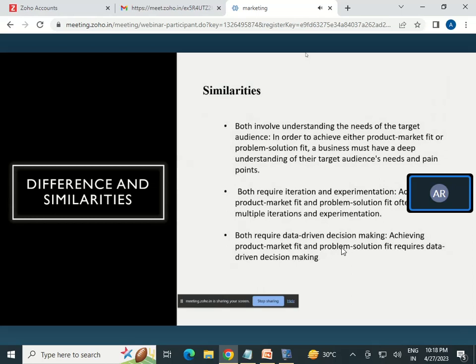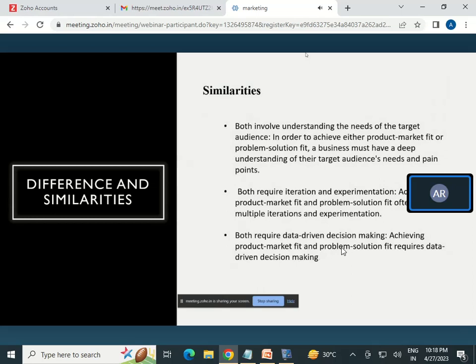So both involve understanding the needs of the target audience. First you have to identify the needs of your audience, even if it's a group of customers, even if it's a targeted market. But first you have to identify the need, right? What is the problem there, what is the need, what kind of product they actually need, right?